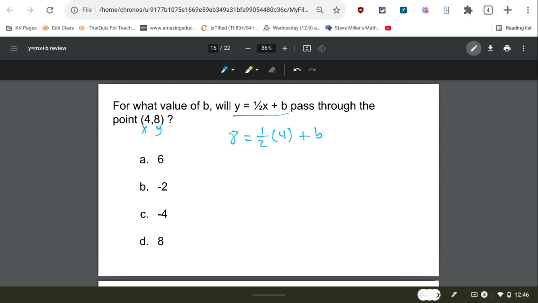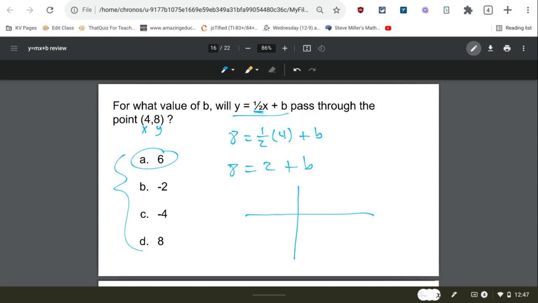Half of 4 is 2. All right, subtract 2 from both sides, and you'll see b is equal to 6. The other way would be kind of weird. Well, I guess you could just try all these different y-intercepts and then use your slope of 1/2 to see if it passes through 4, 8.